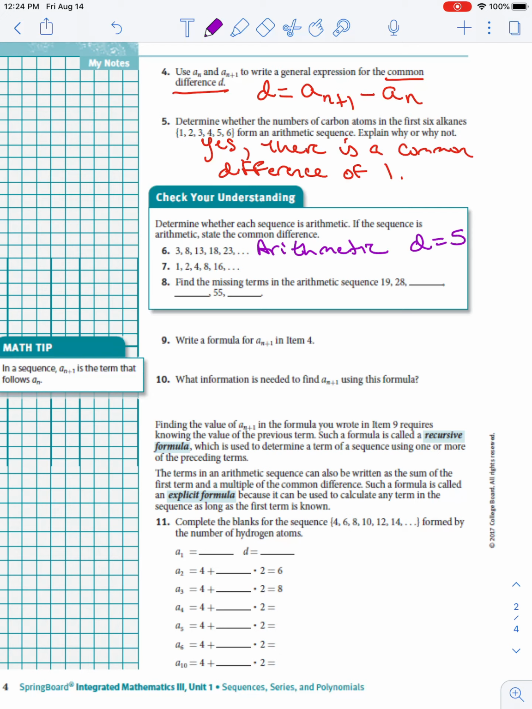And common difference is 5. 7 looks like a fun sequence: 1, 2, 4, 8, 16. It looks really nice and pretty. Is it, however, arithmetic? Do I have a common difference?